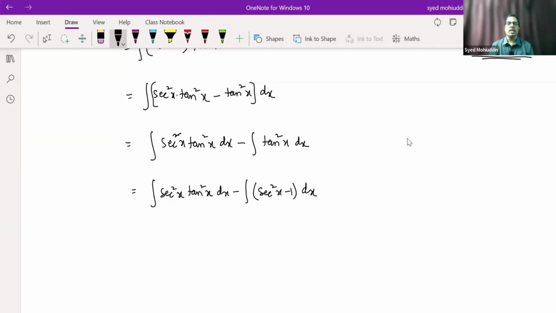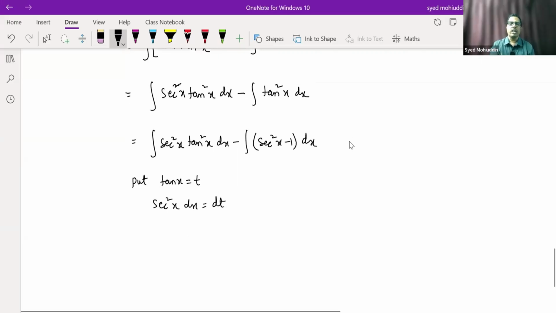And simultaneously, I'll try to use a substitution method over here. So what is the substitution method I'll be taking? Put tan x to be t. So if I take tan x to be t, differentiation of tan x will be secant square of x, and the differentiation of x will be dx, so secant square x dx is equal to dt.